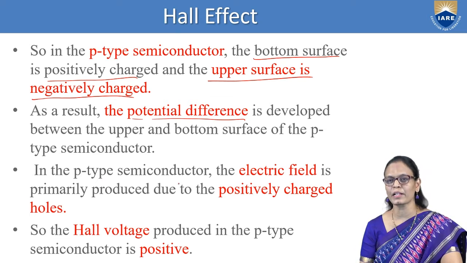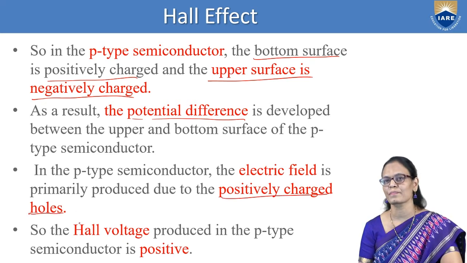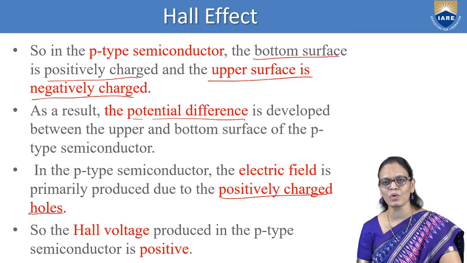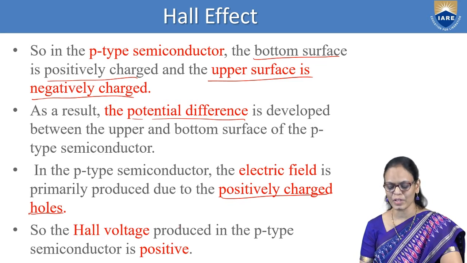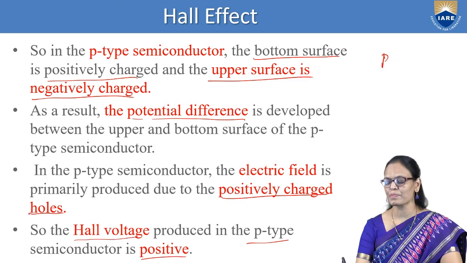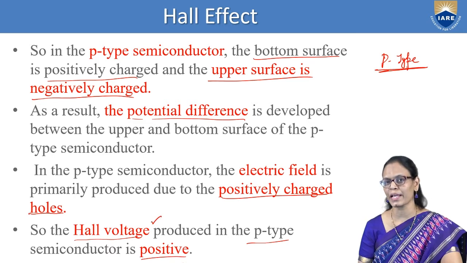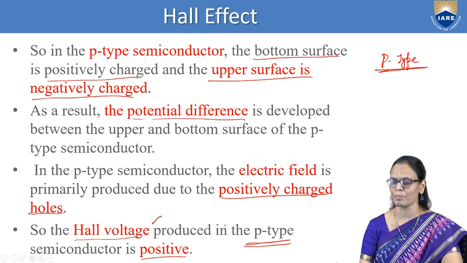So in a p-type semiconductor, the electric field is primarily due to the positively charged holes. So in n-type, it is due to electrons, and in p-type, it is due to holes. Now, if the Hall voltage that is produced is measured in a p-type, you get it to be positive. So if the Hall voltage is positive, it means it is a p-type semiconductor. Therefore, by applying a magnetic field and measuring the Hall voltage, we are able to say what type of semiconductor it is. We are able to identify the type of semiconductor.